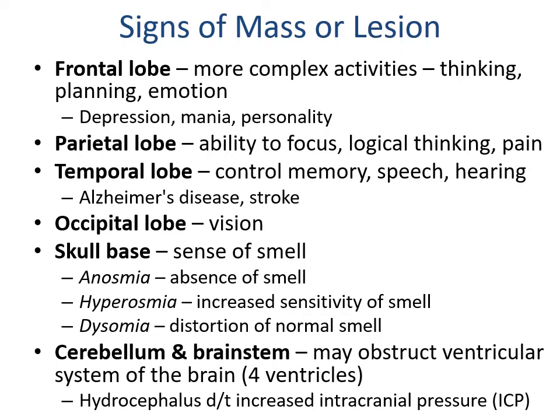And the cerebellum and brainstem may obstruct the ventricular system of the brain, which is the ventricles or the fluid and blood flow to the brain. Damage can result in what's known as hydrocephalus, or water on the brain, due to increased intracranial pressure, because the flow of fluid in and out of the brain is altered. This can cause fluid to build up in the brain, increasing the pressure, which is very dangerous.